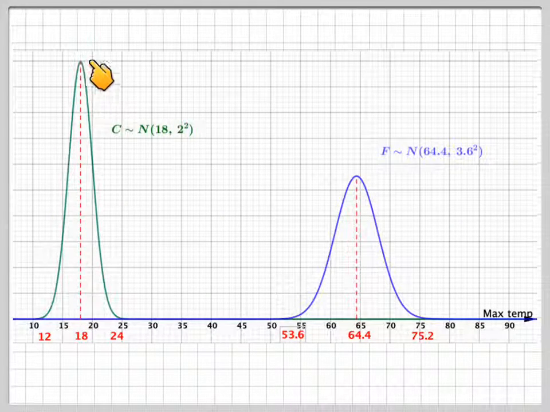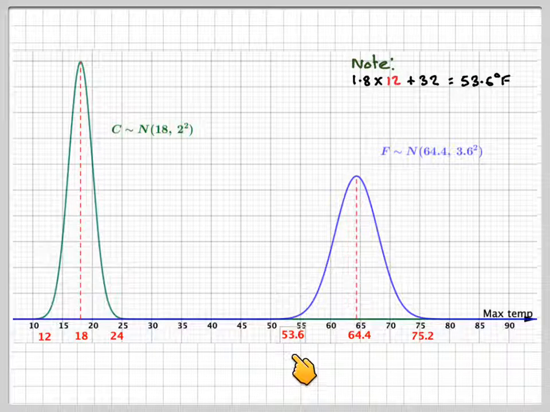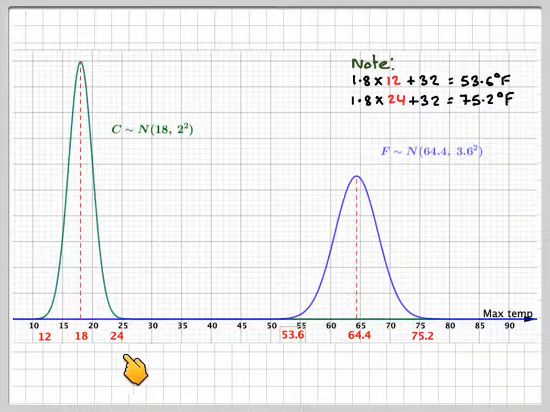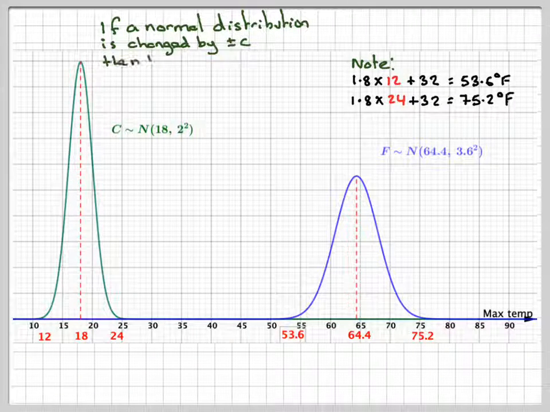Okay, so here we have the distribution of Celsius and the distribution of Fahrenheit on the same axis. If we note that for 12, if we do 1.8 times 12 plus 32, this one will move to 53.6. And then if we did 1.8 times 24 plus 32, this one will move to 75.2.